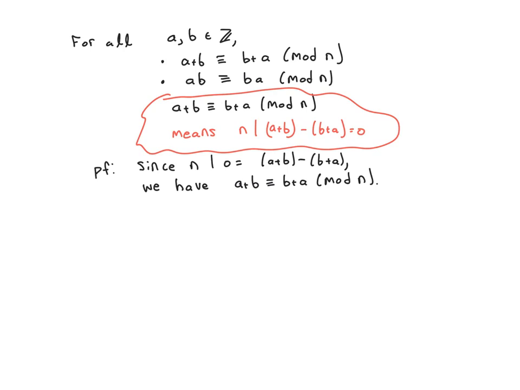So here's an attempt at a formal proof. Since n divides 0, which is equal to this difference of sums, we have a plus b is congruent to b plus a modulo n. It's not technically a formal proof because one ought to have started with "let a and b be integers," right?